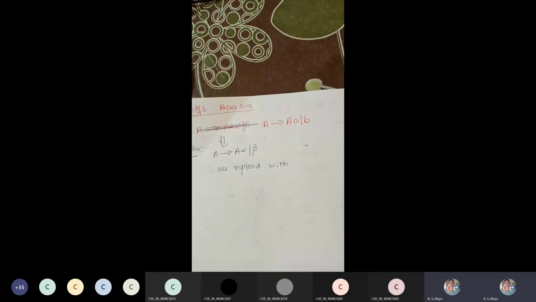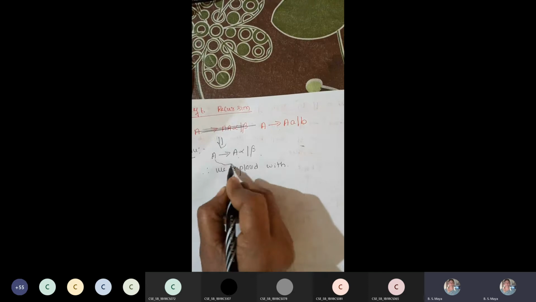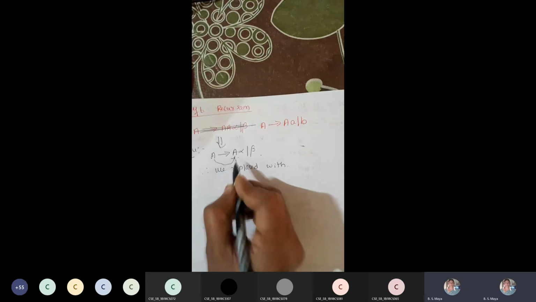What is the replacing production? If the grammar has A derives A alpha or beta, what is the formula? You should always write the formula. The formula also carries marks in the exam before writing your solution of the problem. If A derives A alpha or beta, the head of the production is also the same as after the arrow, then it is called left recursion.